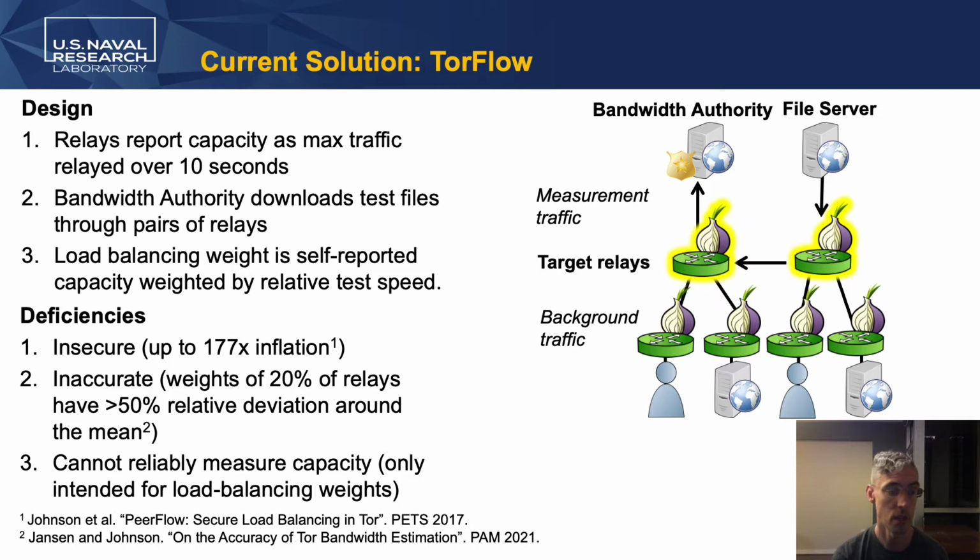There have been several deficiencies observed about the TorFlow system. One is that it's insecure. Published attacks have shown that an adversary can inflate the weight of its relays up to 177 times. The system is also not very accurate. It has been observed that the weights of the relays vary much more frequently than the capacities of those relays do. And one study showed that 20% of Tor relays have over 50% relative standard deviation around their mean weights.